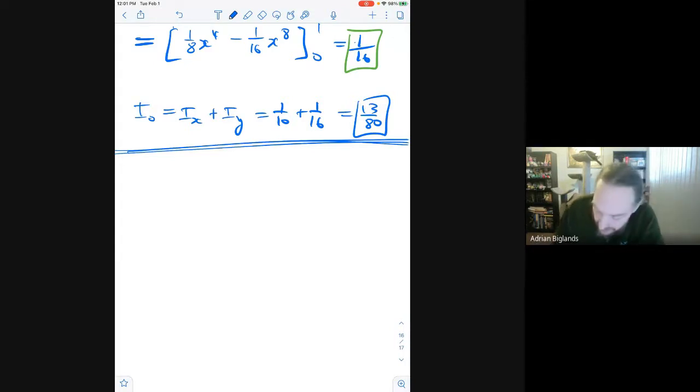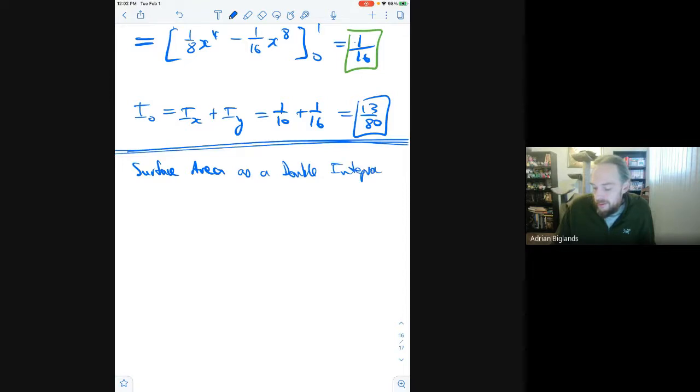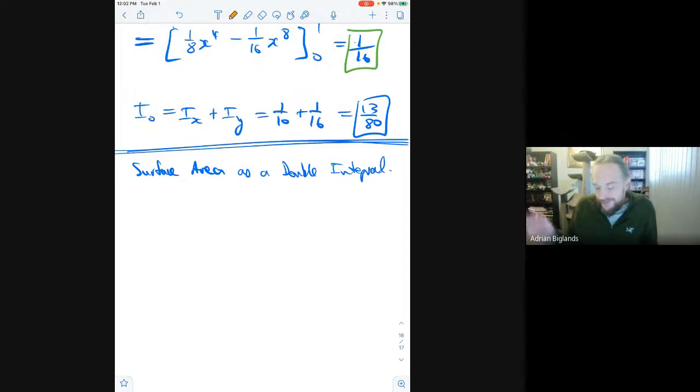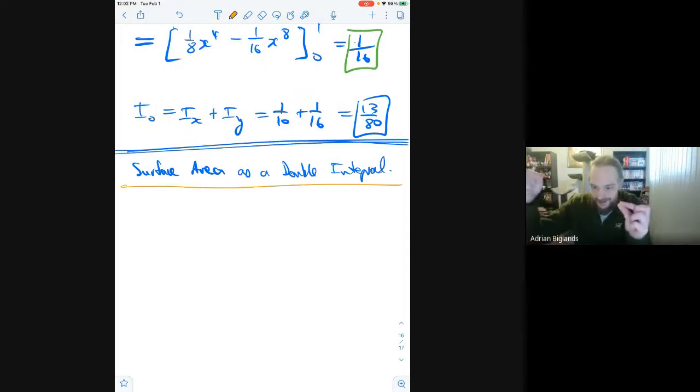So let's do the last thing in the chapter in the Stewart calculus, I think, which is surface area as a double integral. I think we did surface area in Math 115. We would do surface area as a single integral by taking the arc length and then rotating it around, so we can get surface areas of certain things. Now we can actually look at the surface as a function of two variables and use double integrals is the idea.